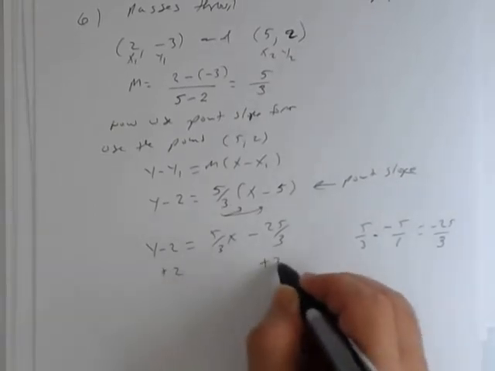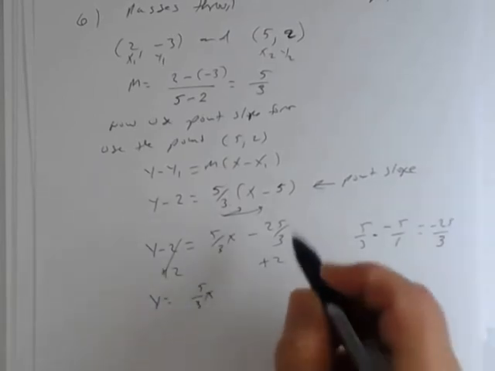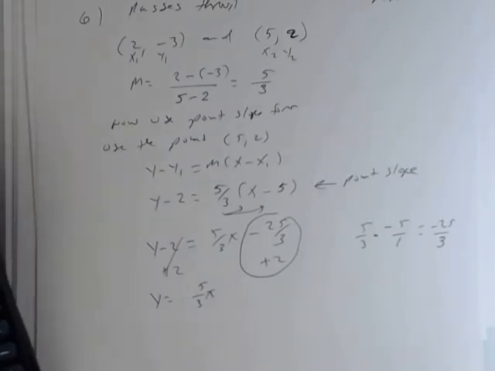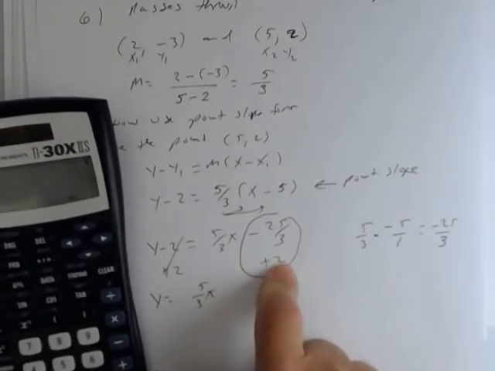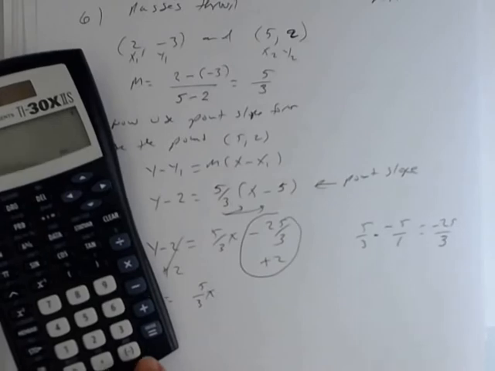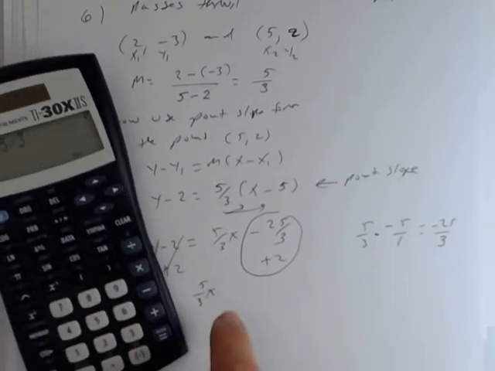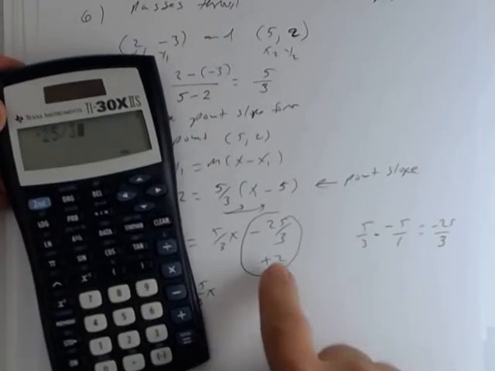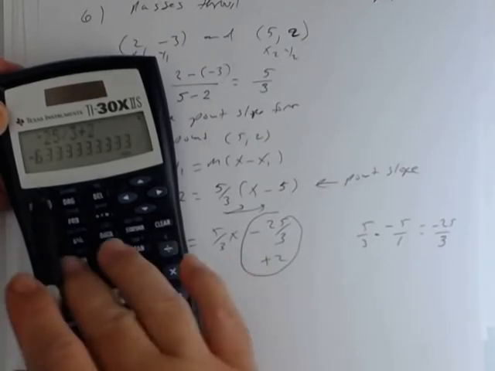Add 2 to both sides. Combine like terms, I get y equals 5/3 x. Now use your calculator with this. If you have access to a calculator, use it. So you're going to say negative 25/3 though. Don't say 25/3. It's a negative. And make sure you know where your negative button is on your calculator. So negative 25 divided by 3. So negative 25/3. Then I'm going to add 2, right? And when I do that, I'm going to get this right here.